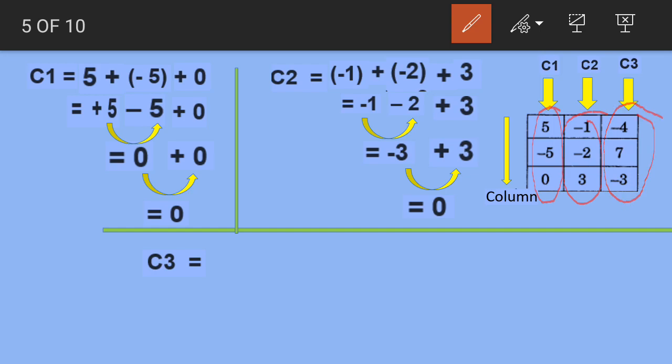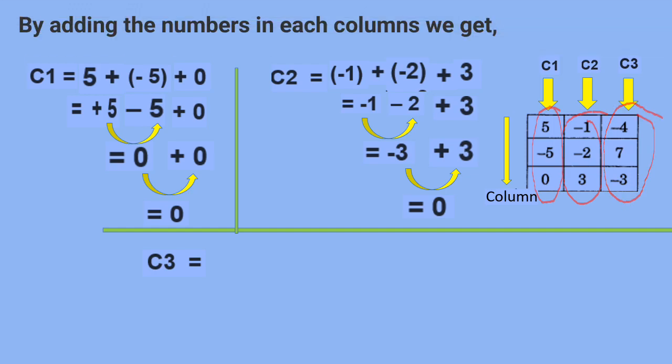Similarly, I will do for column 3 also. Minus 4 plus 7 plus minus 3. I will write it like this, plus minus 3. Next, minus 4 plus 7 plus into minus, minus 3. Here I will take the first two integers, different sign, so I am going to subtract the small integer from the larger one.